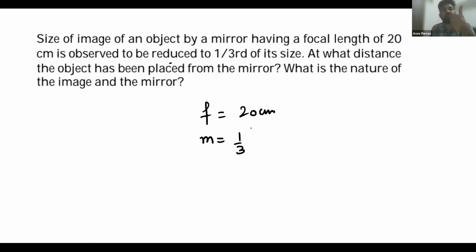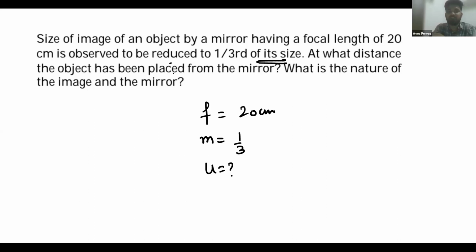Is it diminished? Yes, it is diminished. 1/3 of its size means the magnification is given to you. If it says 3 times the size, it means 3 times magnification, M is 3. If the image is becoming 1/3, it means the magnification is 1/3. At what distance has the object been placed from the mirror, and what is the nature of the image and the mirror?